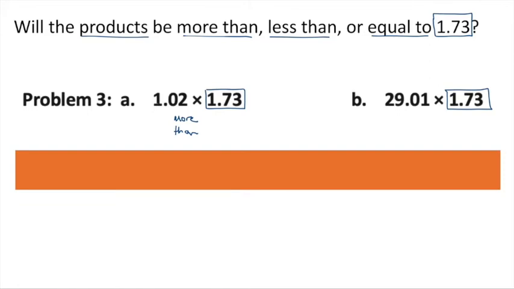Additionally, looking at letter B, we have 29 and 1 hundredth times 1 and 73 hundredths. So again, we have to take a look at this factor and ask, is this greater than 1 whole? Is it less than 1 whole? Or is it equal?